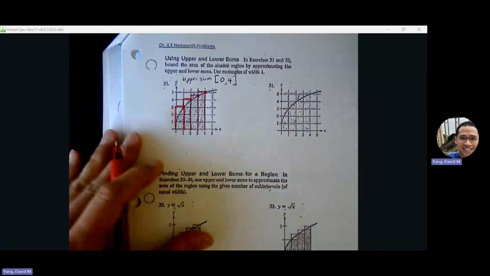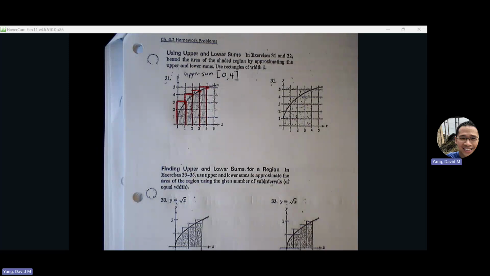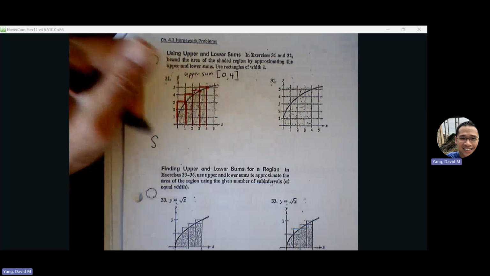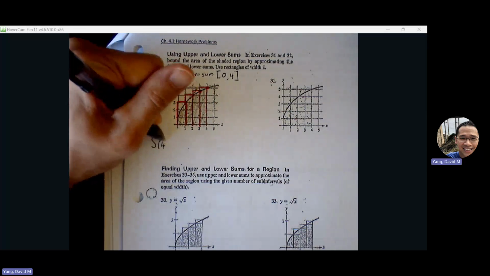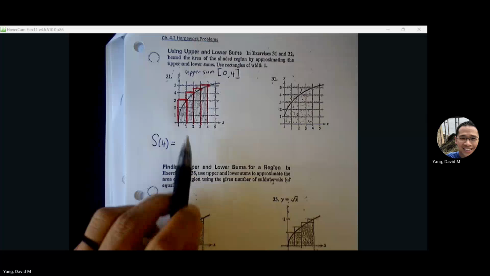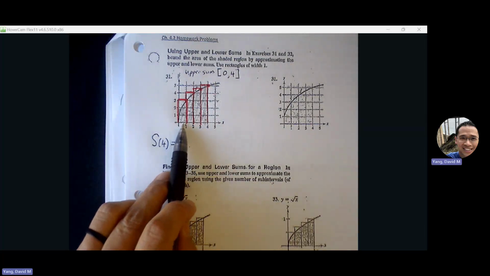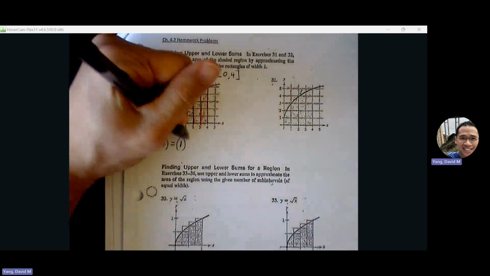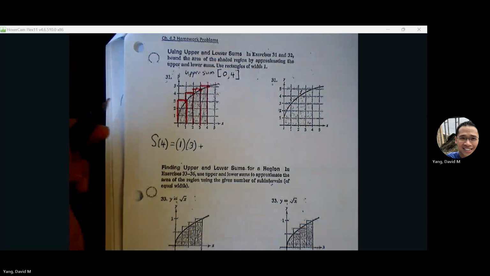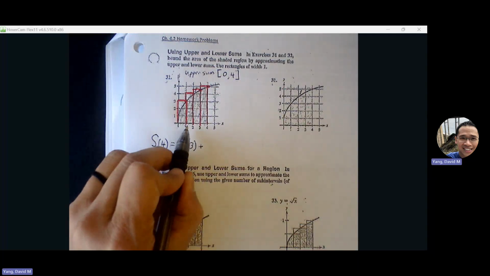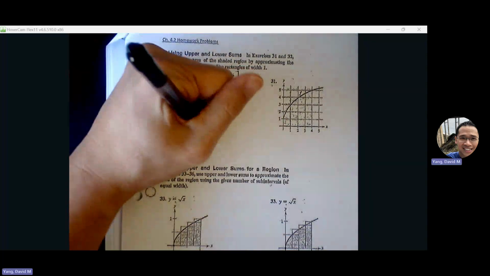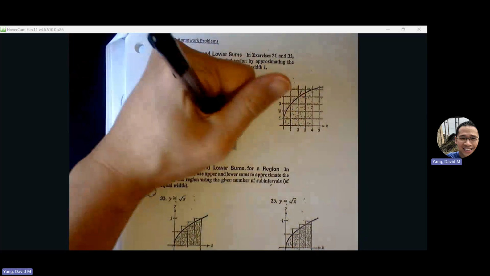So now our goal is we just want to find the area of each rectangle. So we're going to call this uppercase S of 4 because we're using 4 rectangles. What is the width of my first rectangle? 1. What is the height of my first rectangle? 3. Okay, so 1 times 3. Second rectangle, also a width of 1 and a height of what? 4. Third rectangle, also a width of 1.